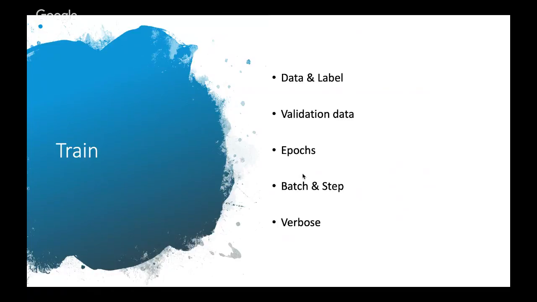Verbose is the one the information will show. Information you want to see in time. If I set verbose to be 0, that means I see nothing. Verbose to be 1, there will be a progress bar to see how the training process goes. Okay.